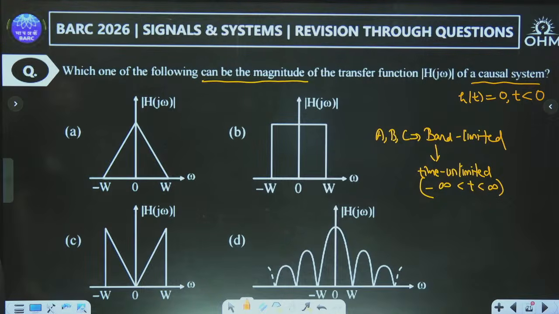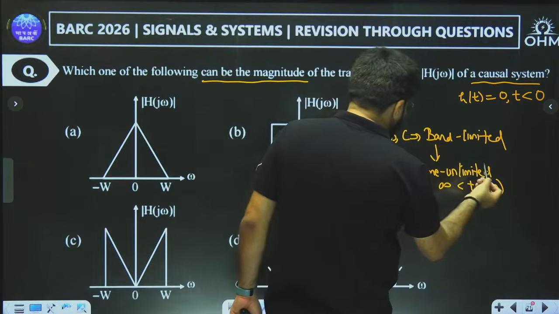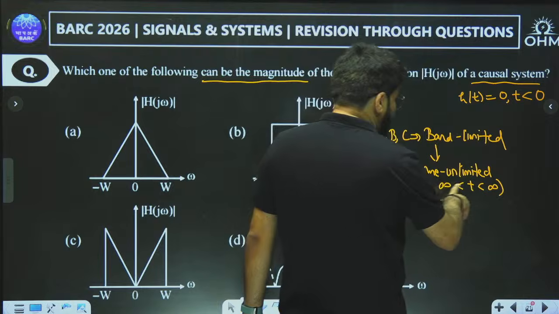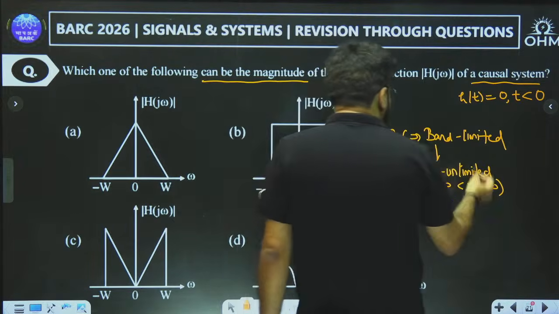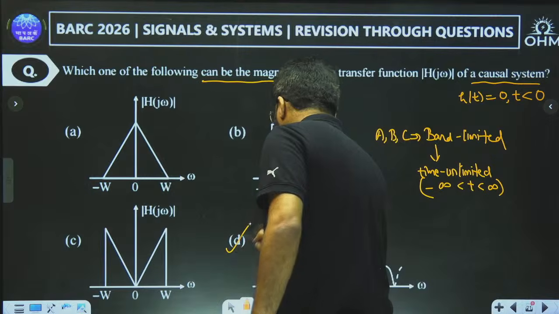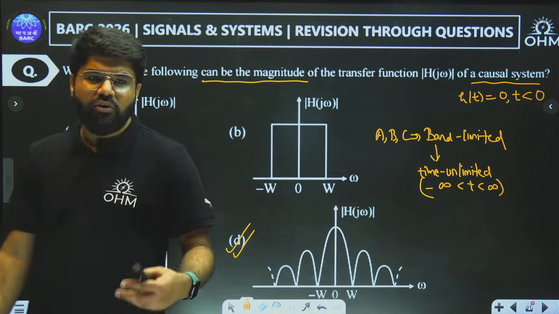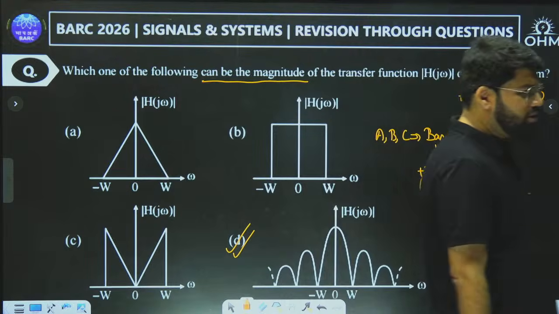So definitely A, B, C cannot be the correct answer, because if they are band limited, in the time domain the signal will be time unlimited, ranging from minus infinity to infinity, but a causal signal cannot go to the left side. So the only possible answer is D. That's what we have to think about: which of them can be the magnitude response of a causal system.